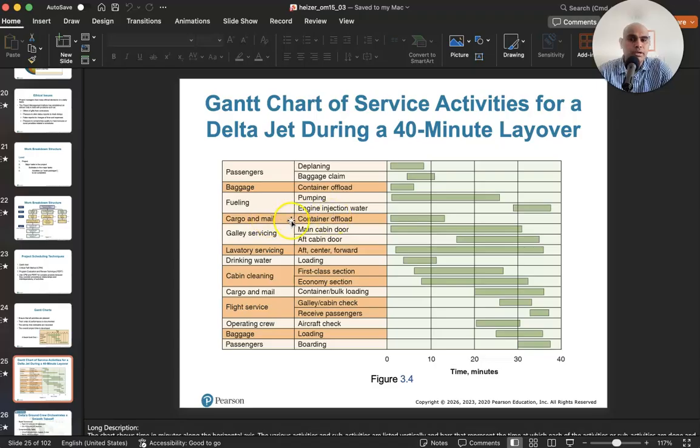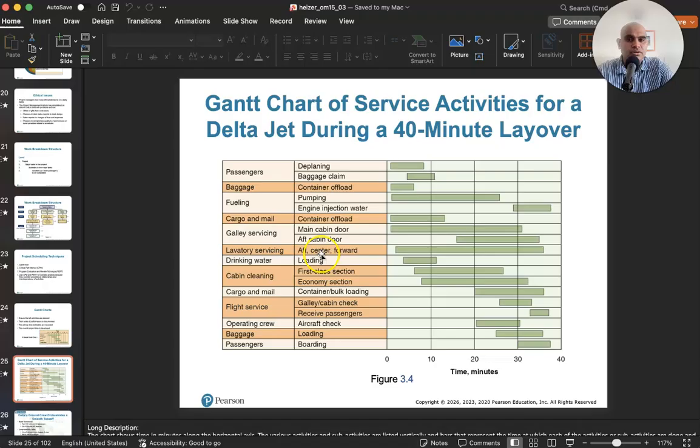So there has to be a container offload. So you can offload the containers right away. You can have a different crew working on container offloading. Same with galley servicing. You can have the cabin crew work on galley servicing. Main cabin door, aft cabin door, you can have a dedicated service. The main cabin door takes a certain amount of time. After a certain while, you can start working on the aft cabin door.